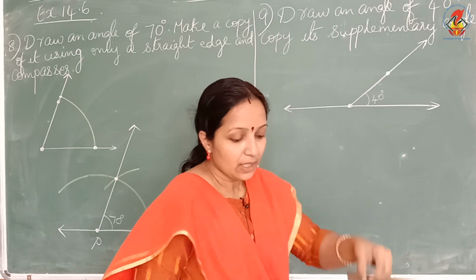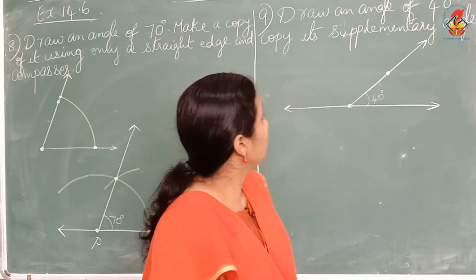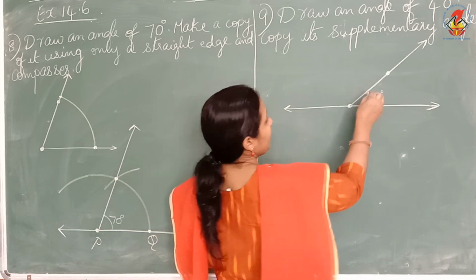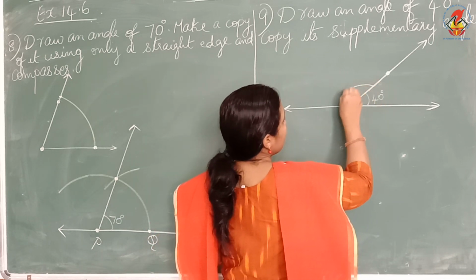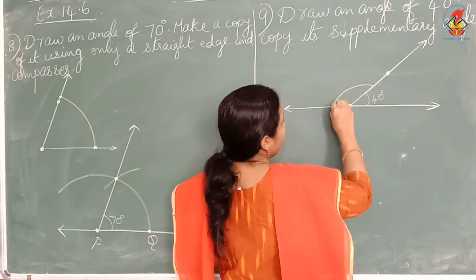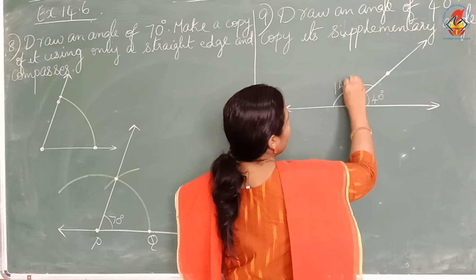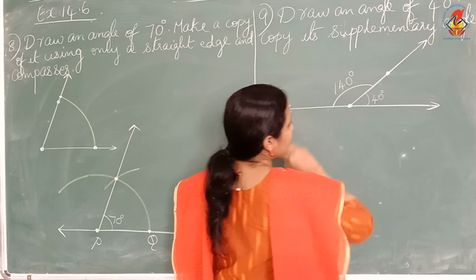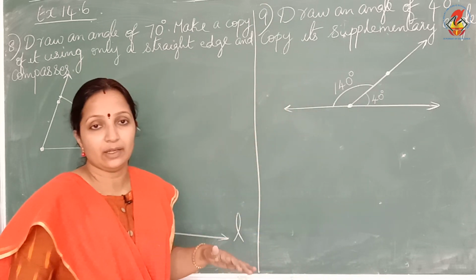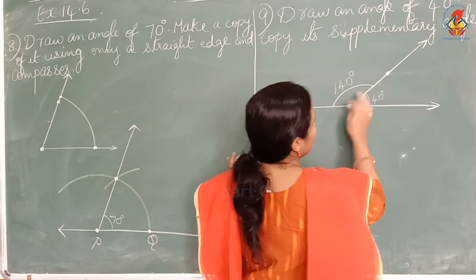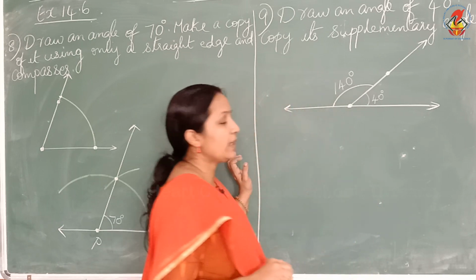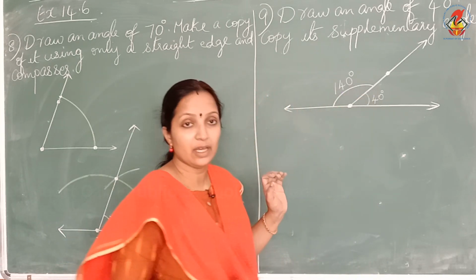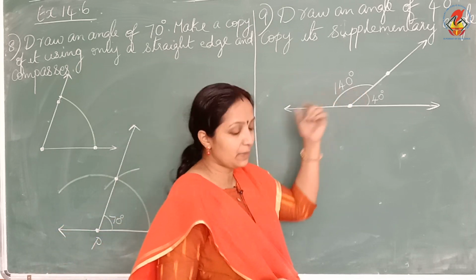Okay, children. Now what do you need here? We need the copy of its supplementary angle. That means this is its supplementary angle. This will be 140 degrees. We know that the sum of the angles in a straight line is 180 degrees. So we can say that if this is 40, this will be 140 degrees. So we need a copy of this supplementary angle.